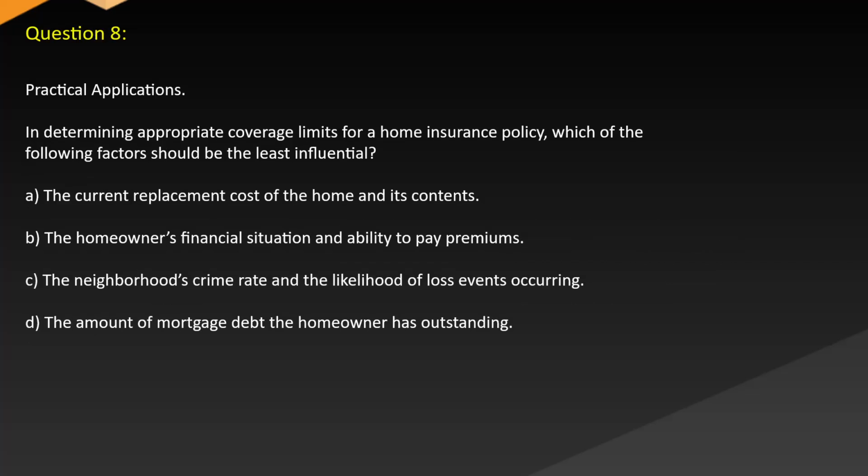Question 8. Practical applications. In determining appropriate coverage limits for a home insurance policy, which of the following factors should be the least influential? A. The current replacement cost of the home and its contents. B. The homeowner's financial situation and ability to pay premiums. C. The neighborhood's crime rate and the likelihood of loss events occurring. D. The amount of mortgage debt the homeowner has outstanding.